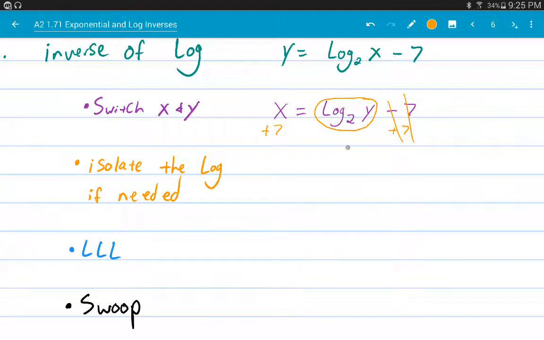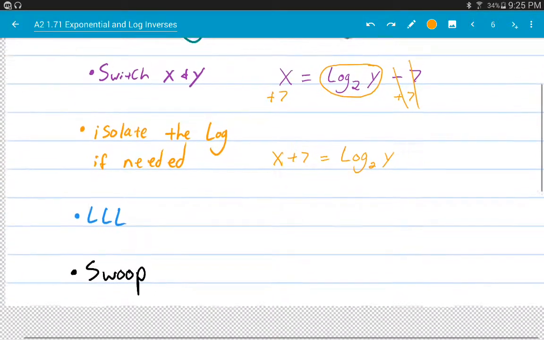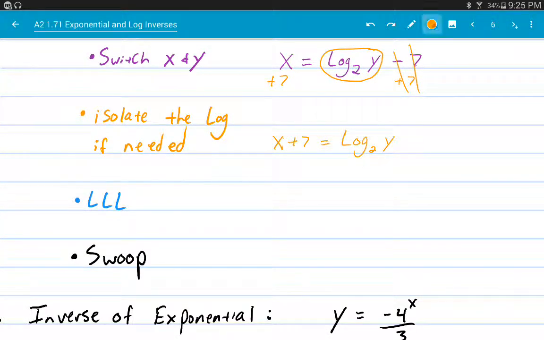So this is x plus 7 is equal to log base 2 of y. Alright, the log is now isolated. Good, done with that. Now I like my logs on the left, so I'm going to rearrange this. I'm going to put the log first, just rearrange it around the equal sign. So I've got log base 2 of y is equal to x plus 7.